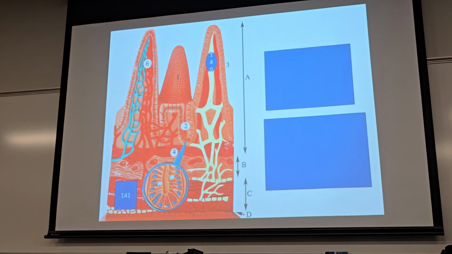Alright, so we have intestinal flora. That one right there would be the ileum. So what is 140? Lacteal. What's 141? Muscularis externa. Alright, let's call a couple extra. What's number 1? Villi. What about number 4? Muscularis mucosa.